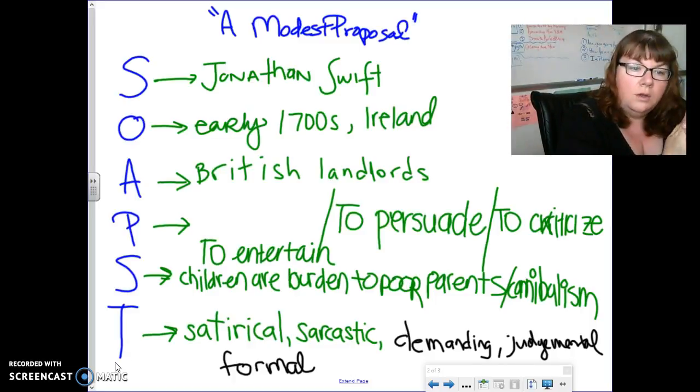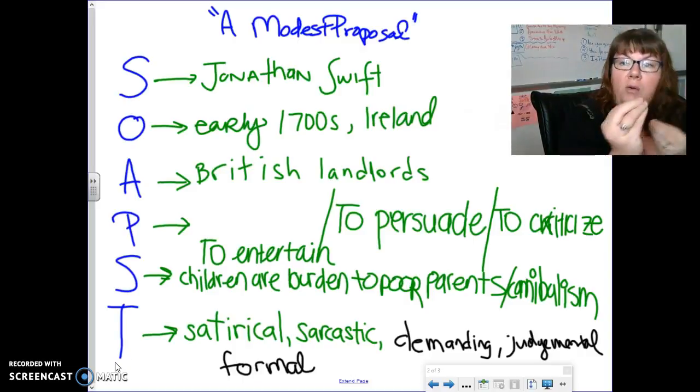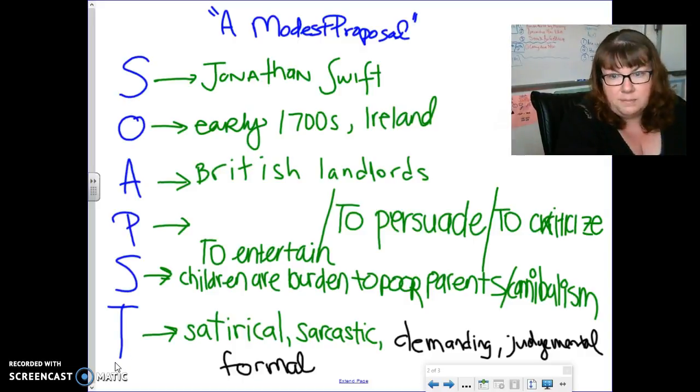Okay, the subject is children are a burden to their poor parents, and the idea of cannibalism. So when you're looking at that aspect, it has both sides of it. Not only do you have the idea that the kids are a burden, but then how are we going to solve it? We're going to solve it with cannibalism.